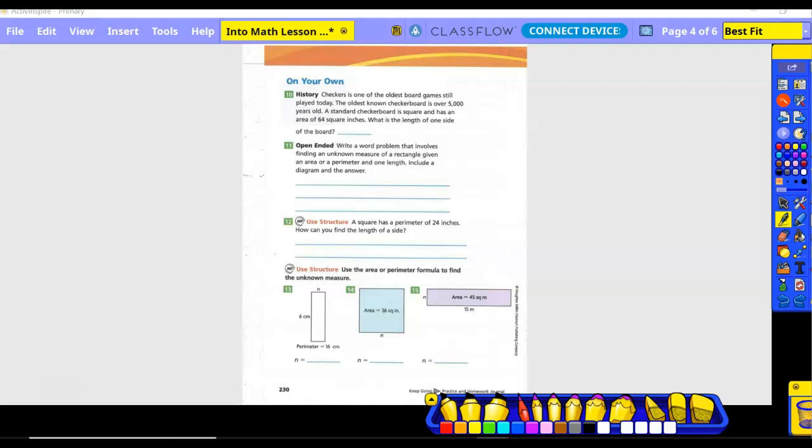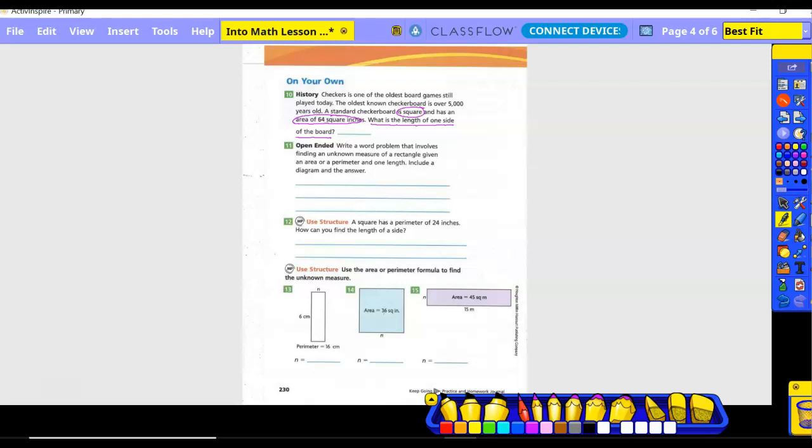Okay, so this is where we need to plot our information. Do we need the 5,000? No, that's just saying how old it is, right? But we do need to pull out that we have the area of 64 square inches, and they want to know what the length of one side of the board is. But it also says that the checkered board is square. Why does that matter? Because all the sides are the same. Right, because on a square, all sides are the same, right?